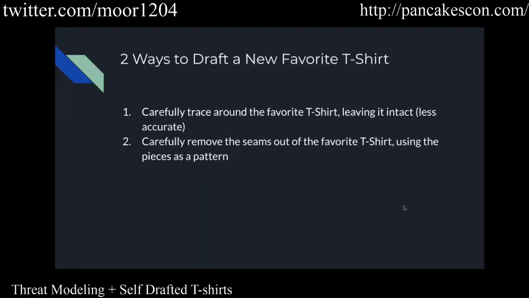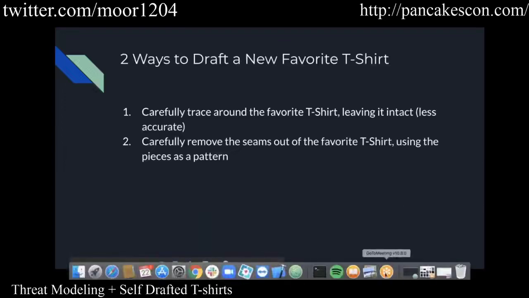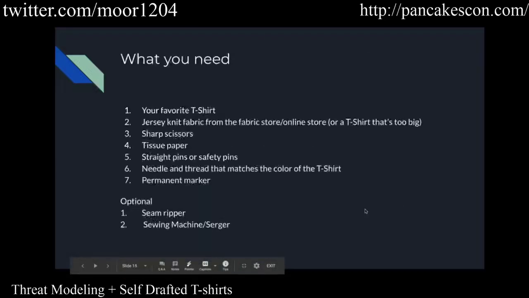What you'll do is either remove the seams here, basically disassembling my favorite t-shirt, or you can trace around the t-shirt with some tissue paper. It's a lot harder to do because you have this crew neck here, and that's a little bit hard to replicate if you haven't done it before. But we'll talk about how we might go about doing that in just a few minutes. So I'm going to show you how you could do both of these things. They're pretty straightforward, but we'll go through it now.